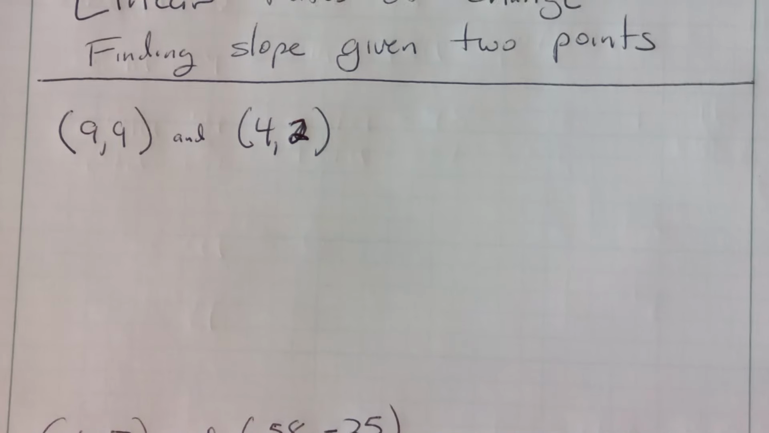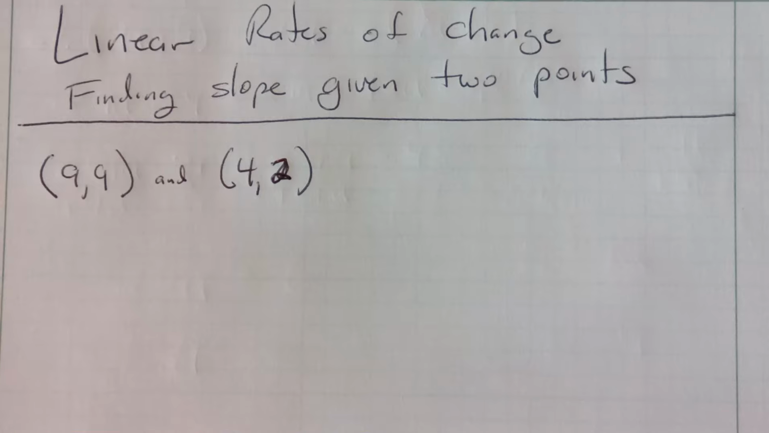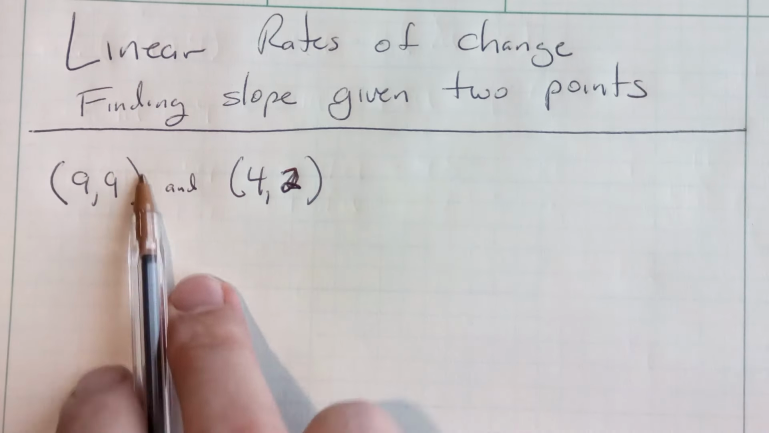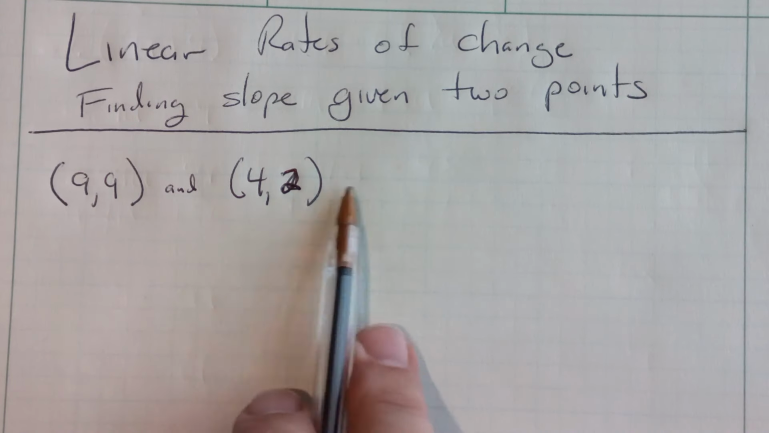Welcome. Today we are going to learn to find the rate of change of a linear function given 2 points. Now the rate of change is always constant, and the rate of change is also considered to be the slope. So for instance, let's look at the points (9, 9) and (4, 2).